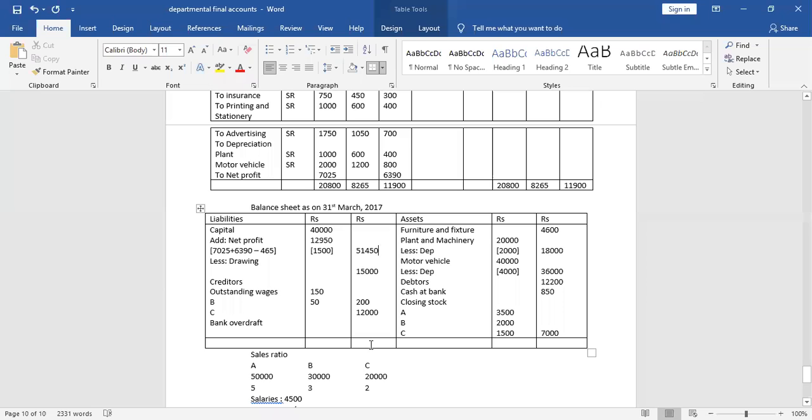Are we getting the same amount on the asset side also? 4,600 plus 18,000 plus 18,000 plus 36,000 plus 12,100 plus 850 plus 7,000. We are getting 78,650. So the balance sheet is tallying. With this the sum is done. Thank you so much, everyone.